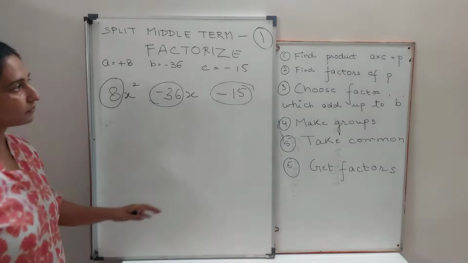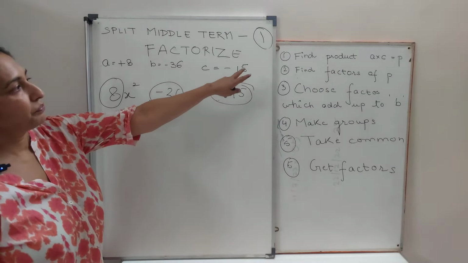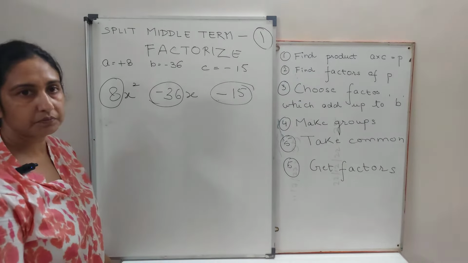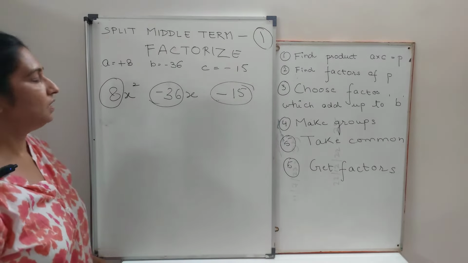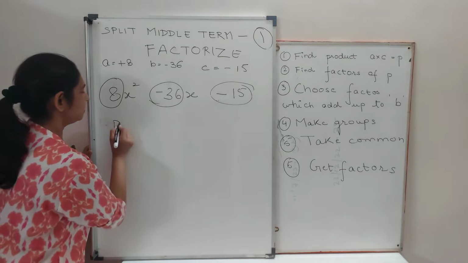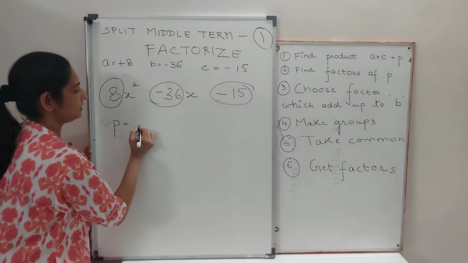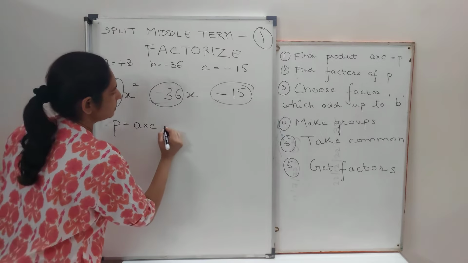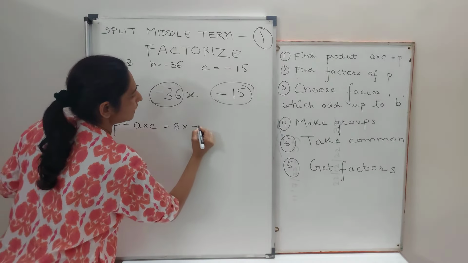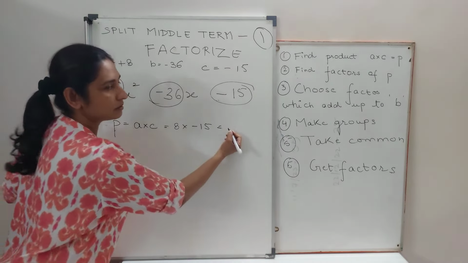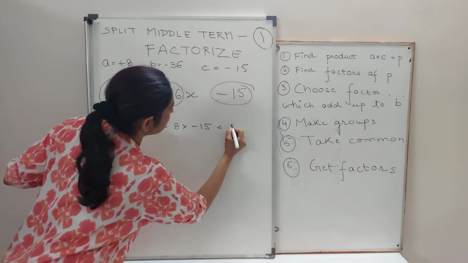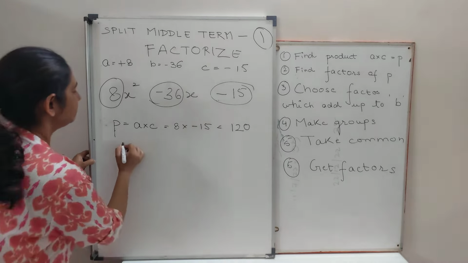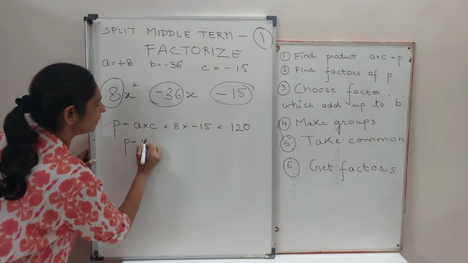Okay, now let's come to the first step. Find the product of A and C. Simple. So P is the product of A and C, like in the first step I have written. So that becomes 8 into minus 15, that is equal to 120. Okay, so we've got the value of P as 120.